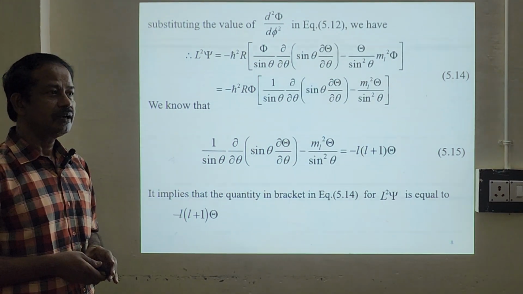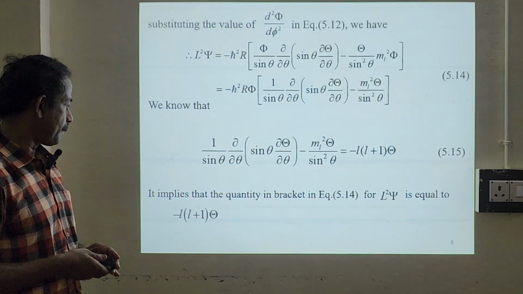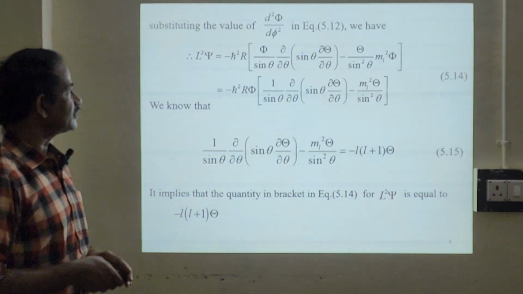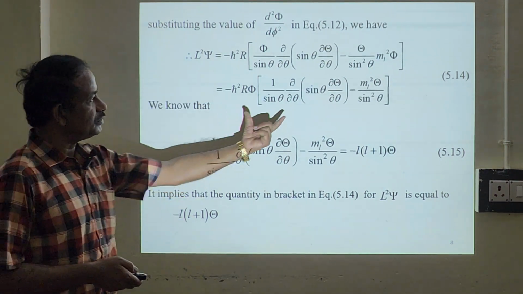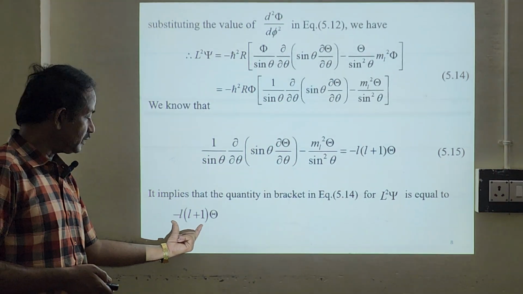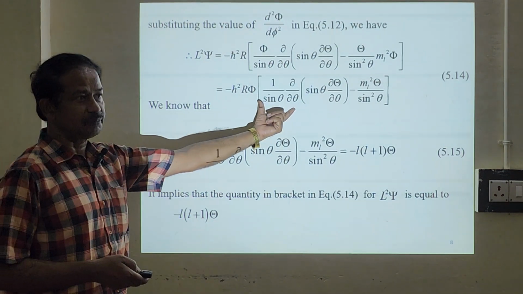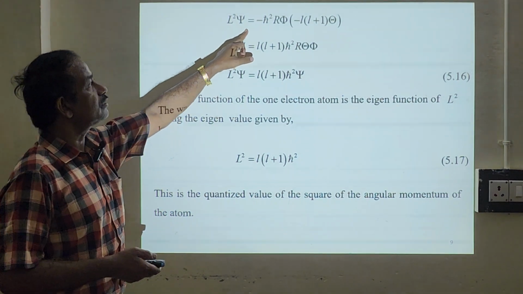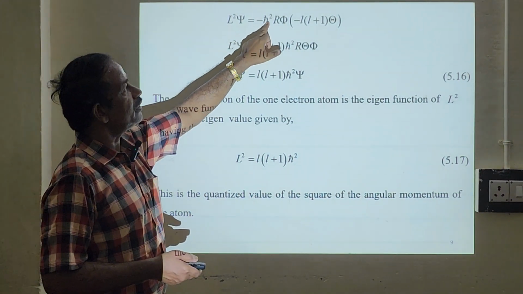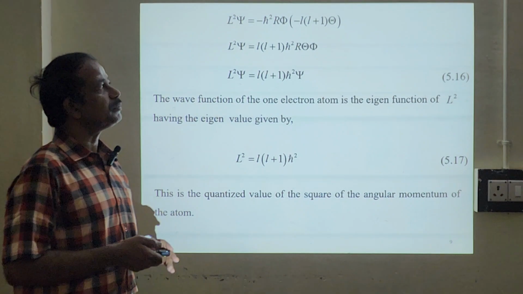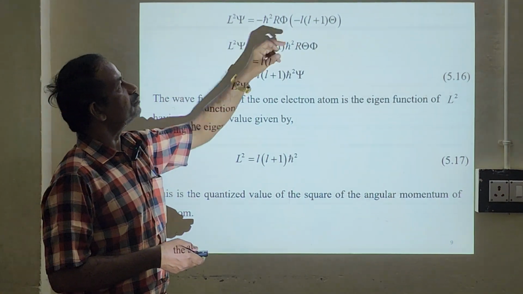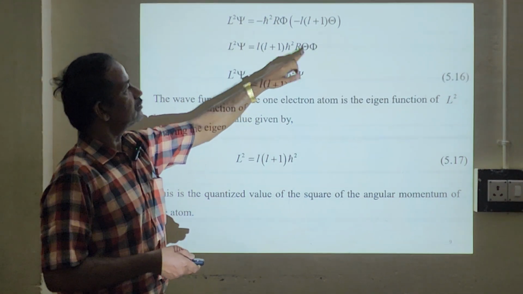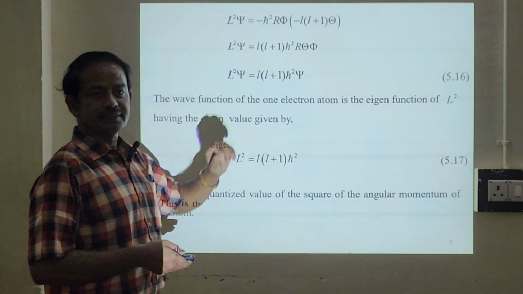Here L stands for orbital quantum number. So this term is nothing but your L squared psi. Instead of this term you are going to write minus L into L plus 1 theta instead of this bracket term. So L squared operating on psi will give you minus h bar squared r phi times minus L into L plus 1 theta. Now minus into minus gives plus L into L plus 1 h bar squared r theta phi, so instead of this you can write psi.